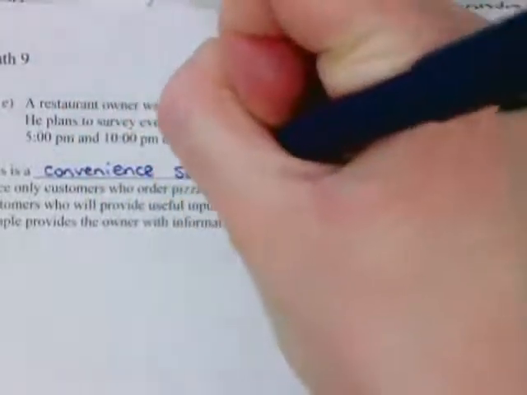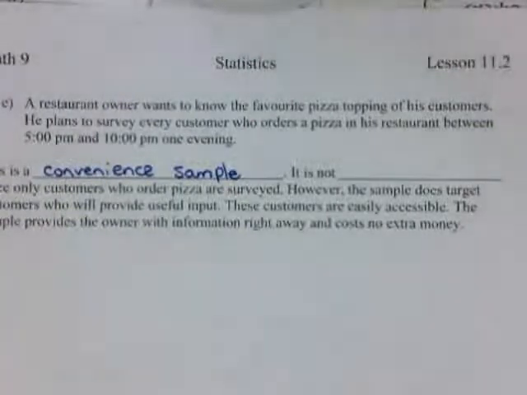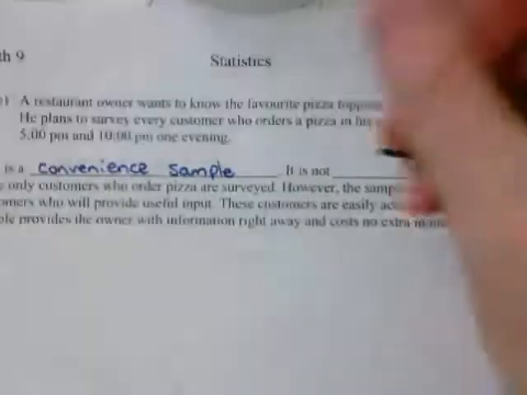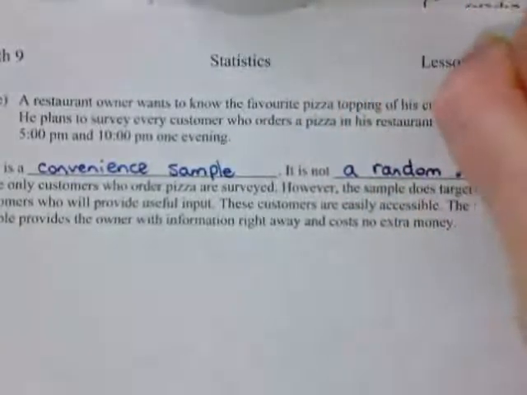And the reason for that is because these type of people are going to be really easy to access. They're going to be right in his restaurant, and he's not asking somebody who is ordering something else off the menu. He's asking people who order pizzas. So it is not a random sample because of that.